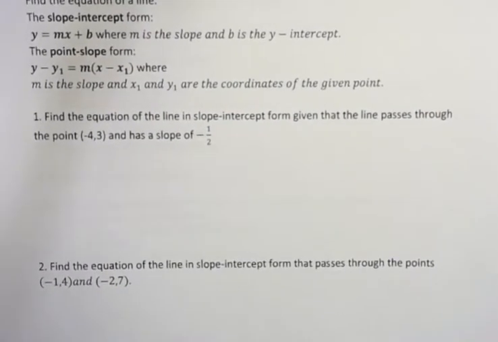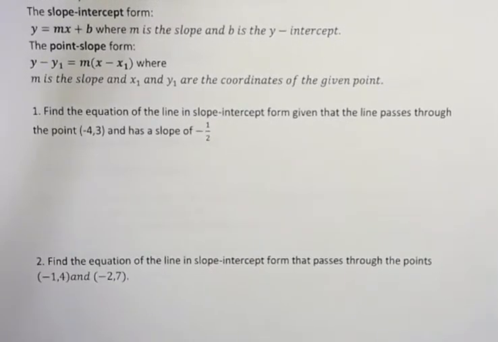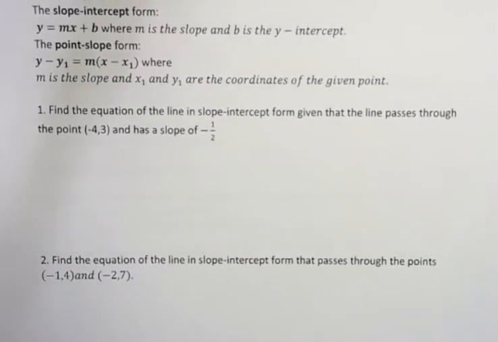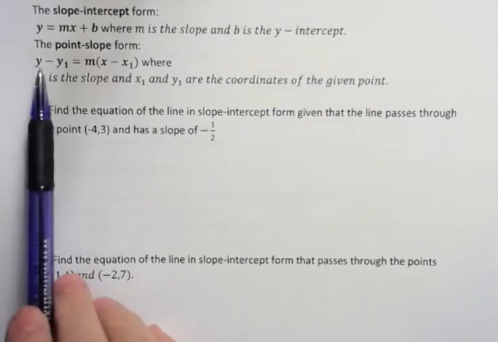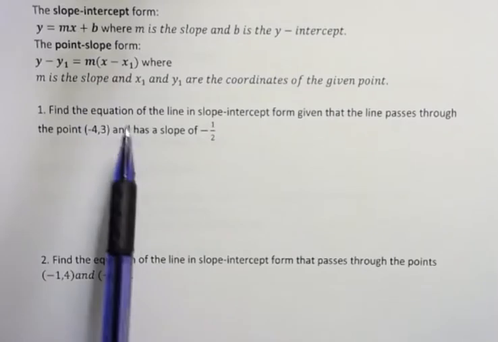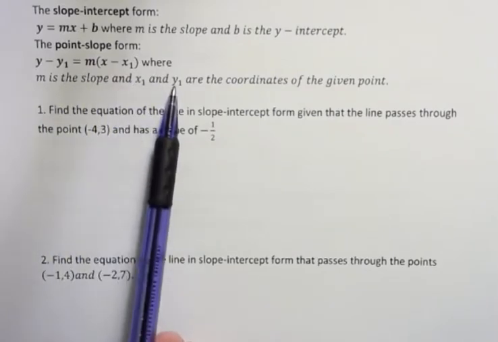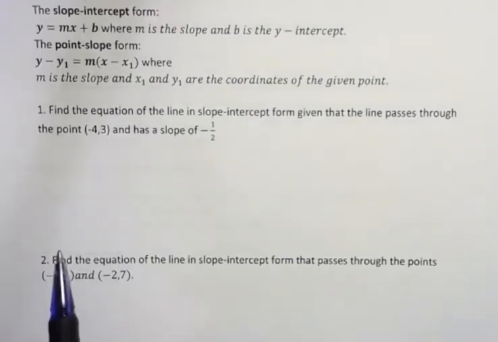Slope-intercept form, remember, is y equals mx plus b. m is the slope and b is the y-intercept. And the point-slope form is y minus y sub 1 equals m times x minus x sub 1, where m is the slope and x sub 1 and y sub 1 are the coordinates of the given point.